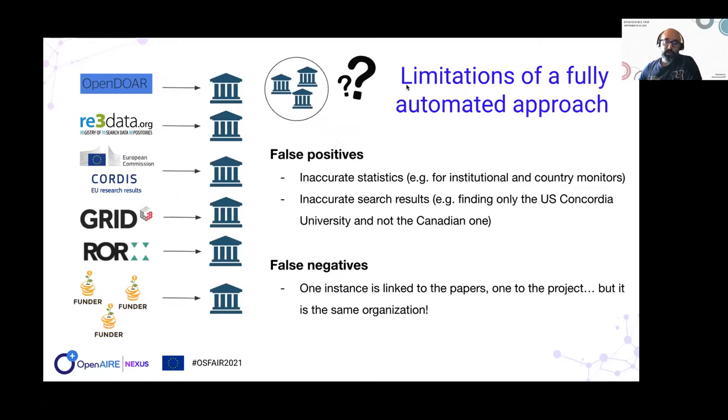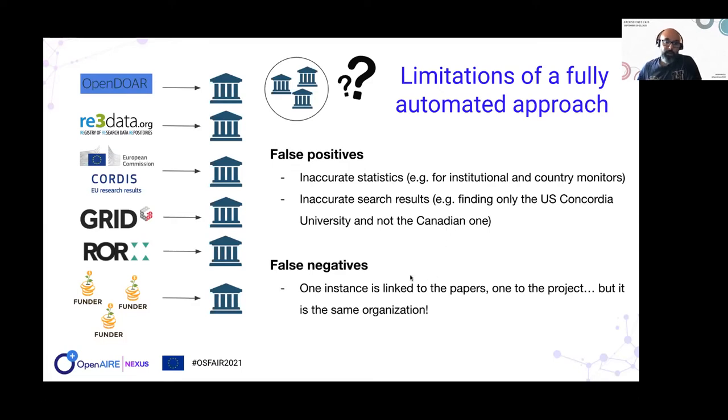So the limitations of the fully automated approach that we had in place in the beginning, of course, materialized in the services that OpenAIRE has consuming this data. So false positives produced, of course, inaccurate statistics. And this was evident in the early releases of the institutional and country monitors, as well as inaccurate search results. For example, searching for the Concordia University, the matches would find only one among the two instances, the one in the United States and not the Canadian one.